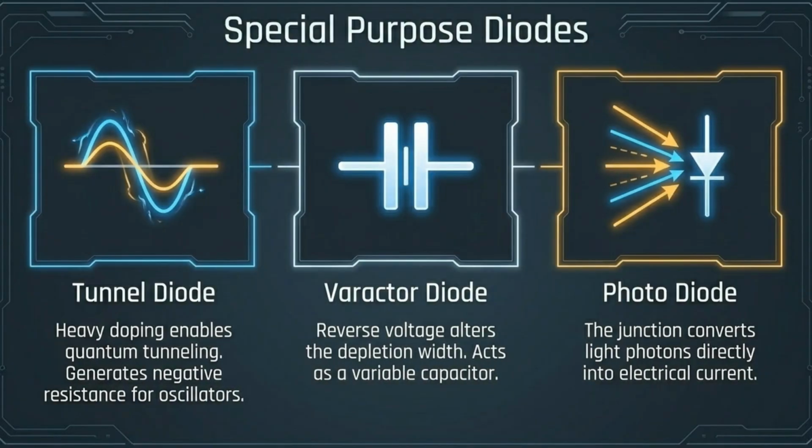Special-purpose diodes include the tunnel diode, which enables quantum tunneling for oscillators. The varactor diode acts as a variable capacitor. The photodiode converts light photons into electrical current.